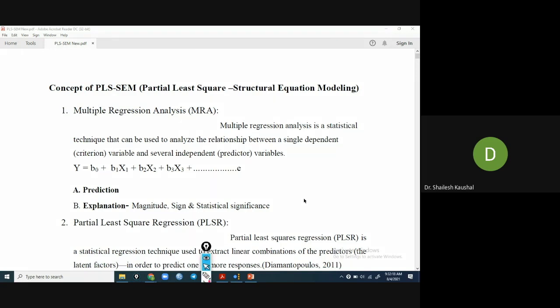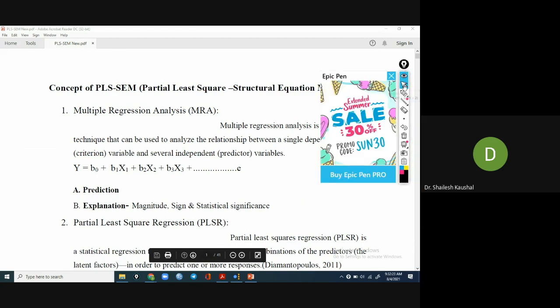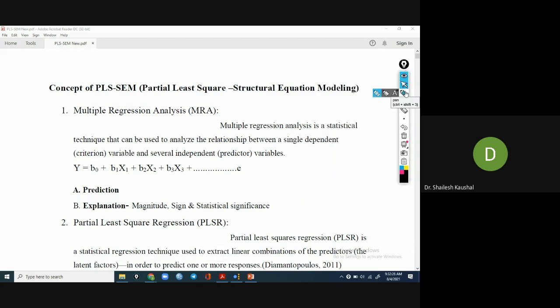Because CB SEM, specifically when we apply MOS software for testing the measurement and structural model, has some limitations. CBSEM, covariance based structural equation modeling, specifically in MOS software, cannot run formative measurement model and recursive model. There are two types of model, recursive and non-recursive model.